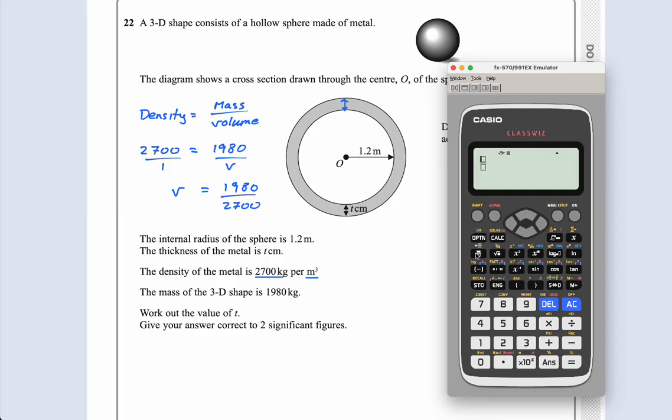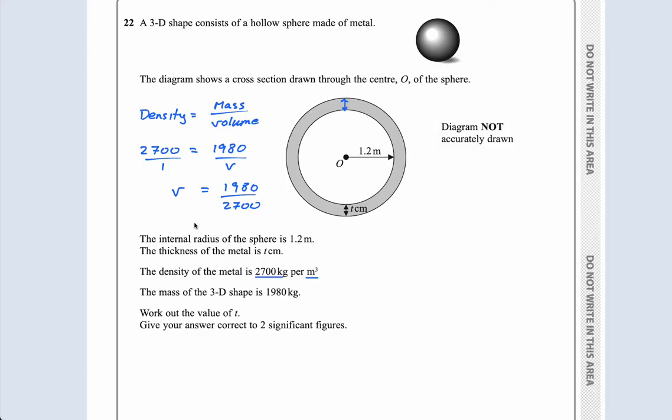So that's 1980 over 2,700 as a third. Okay, I'll leave it as a fraction, guys. It's 11 over 15. Simplified. Okay, so that is the volume. So that's the volume of this whole thing here, which is metal, or in my analogy, chocolate.